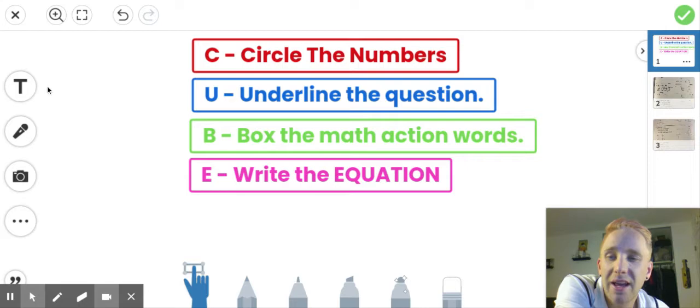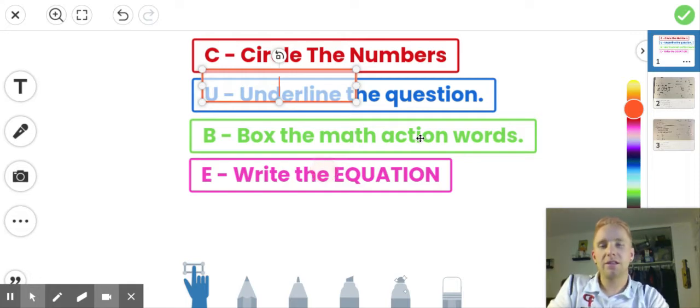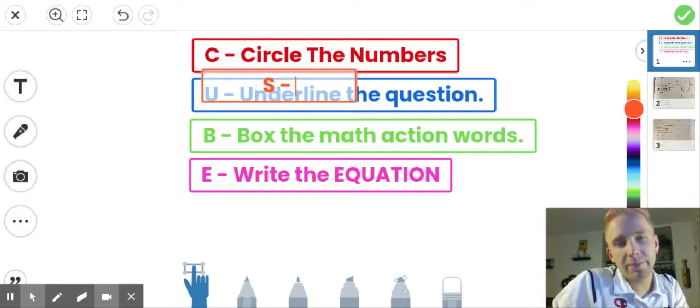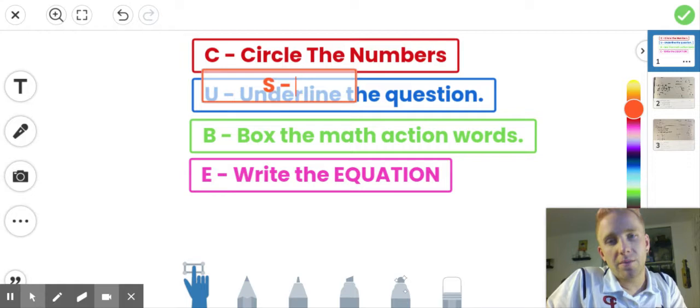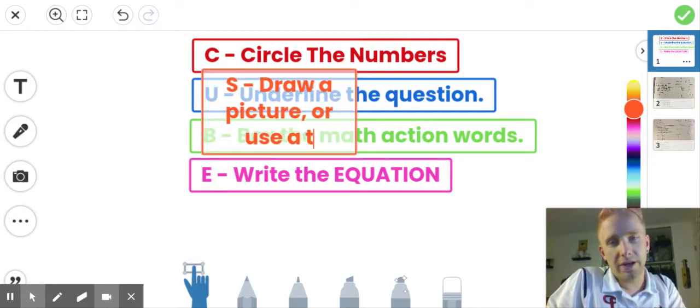Probably. All right. And then our last letter, let's make this friend, I'm feeling orange. Let's make this friend S because that is solve. But remember, we need to always draw a picture or use a tool and solve.